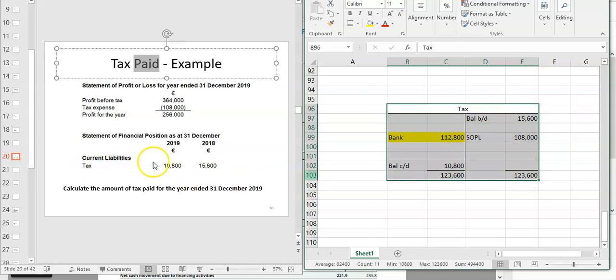So you use the figures in the statement of financial position and you use the figures in the statement of profit and loss to solve a puzzle. What you're looking for, what is the plug figure? The plug figure is the figure that goes to the statement of cash flows.